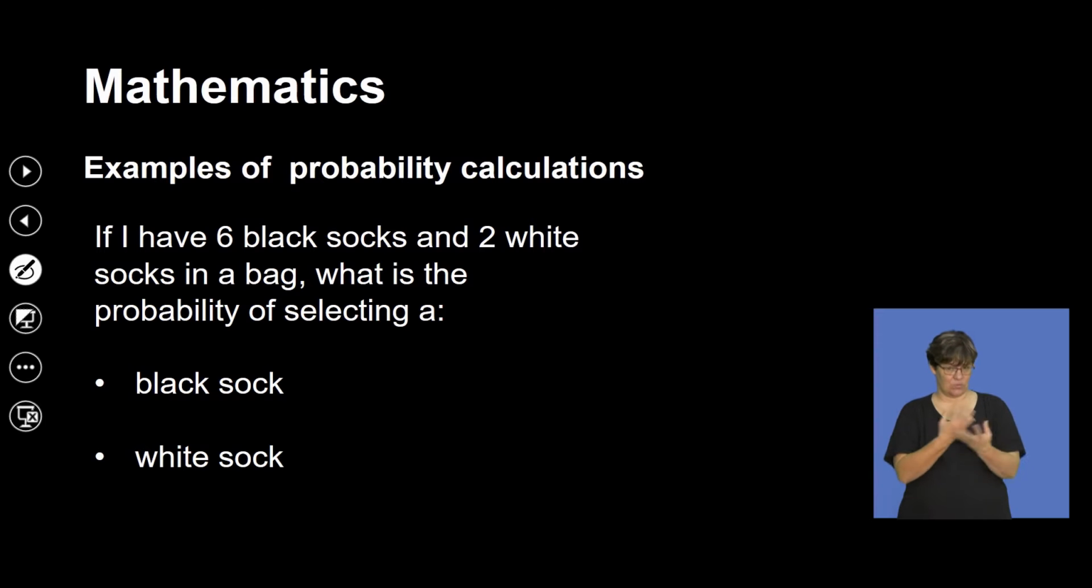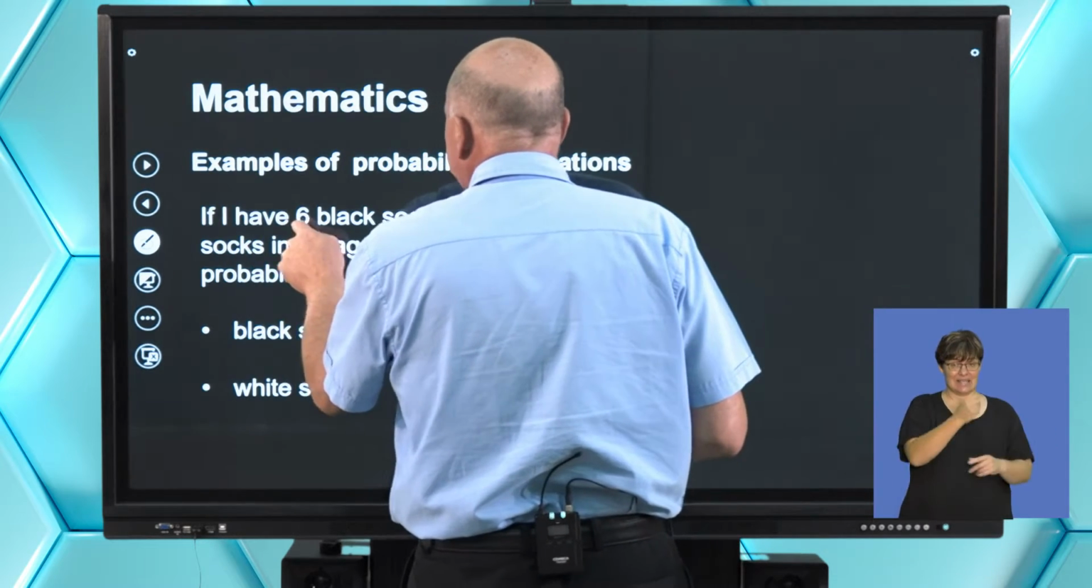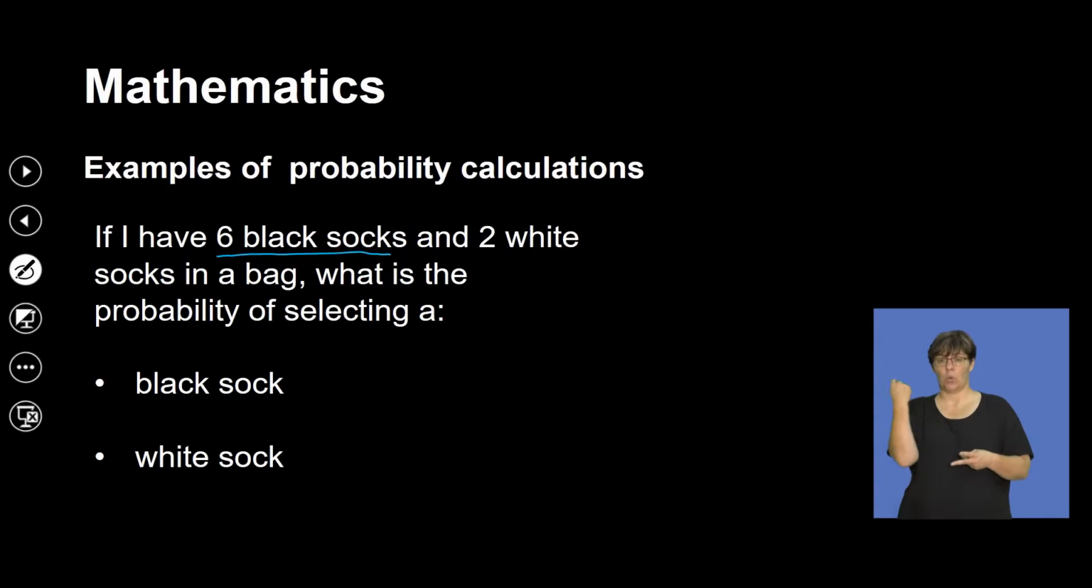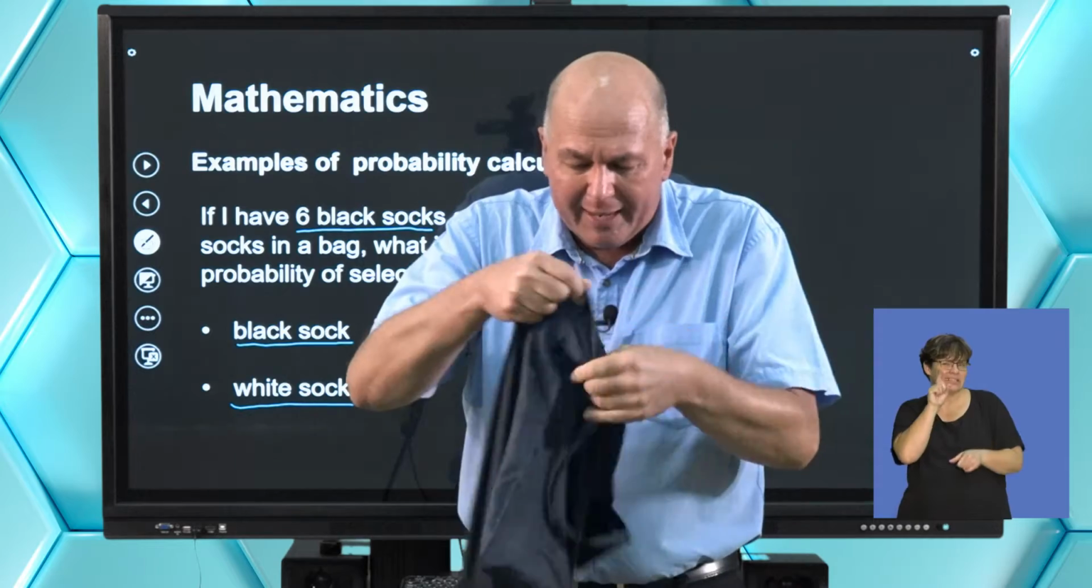I'd like to do a quick calculation with you, and I'll do a little experiment so that we can make sure that we've got things in place so that we can build on this. In my example, if in a bag I have 6 black socks and 2 white socks, what is the probability of selecting a black sock? What's the probability of selecting a white sock? Well, you know what? We don't just talk about these things. We've actually got to do them, because probability is all about experiments.